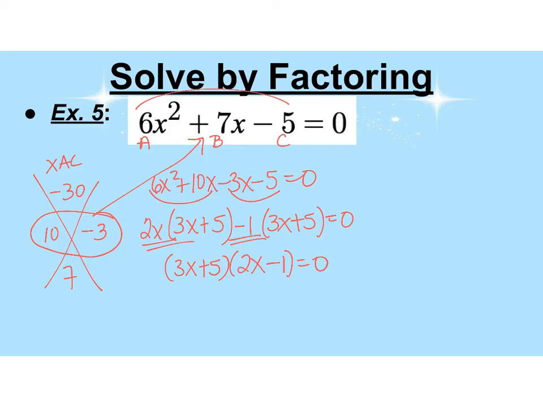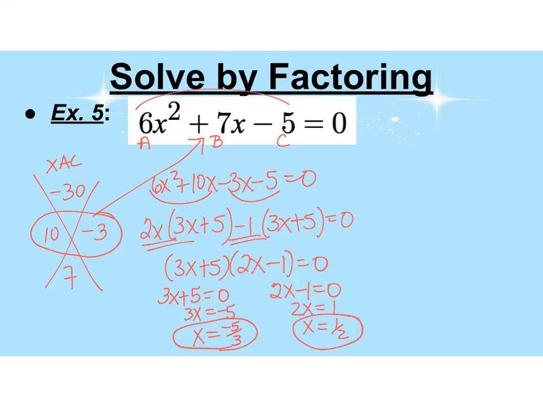I'm going to apply the zero product property and set them equal to 0, so 3x plus 5 equals 0, 2x minus 1 equals 0. Take your time solving here because you've done all this work. Don't make a mistake in this part here. I'm going to subtract the 5 and divide by 3. So I get negative 5/3. And then I'm going to add the 1 and divide by 2. So I get 1/2. So we haven't seen fractions until now, but when you do factor, you could get fractions for your answers.